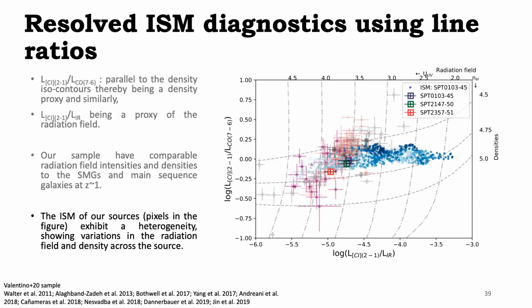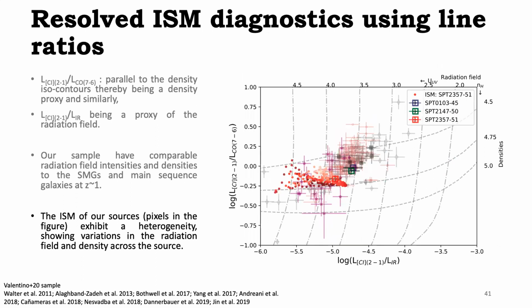What that shows us is that the ISM is really quite heterogeneous. So although these global properties do seem to be very similar to the SMGs, there is a large variation in the radiation field and density in their ISMs, which is true for all our three sources.